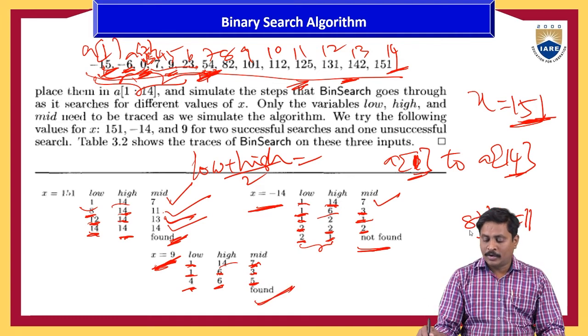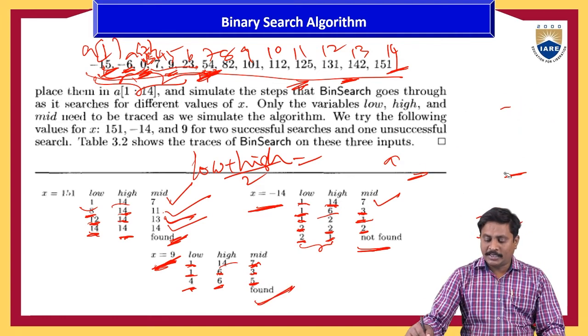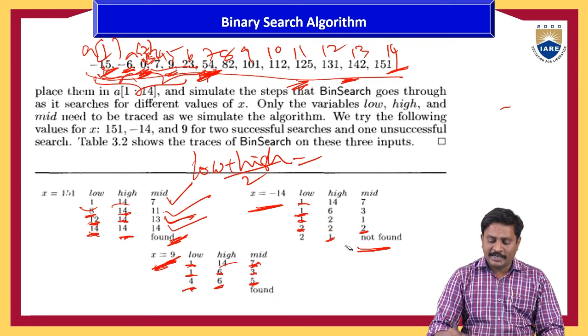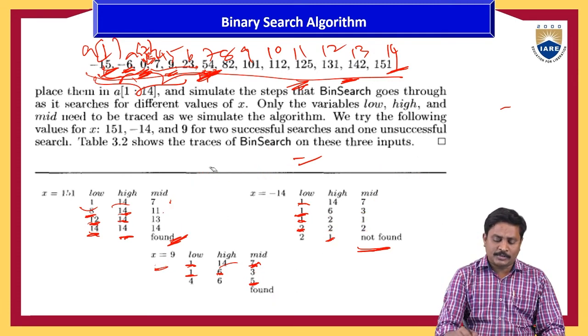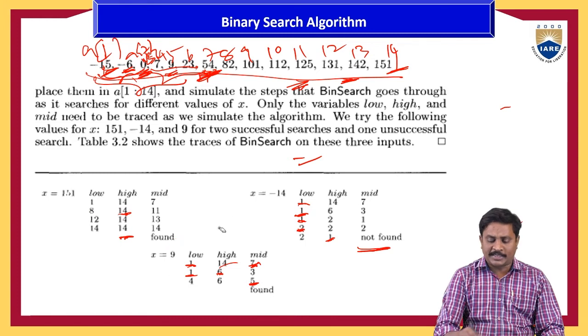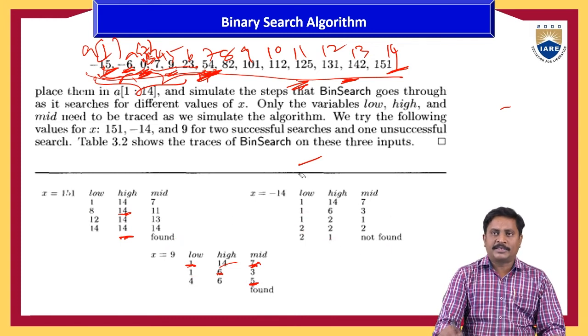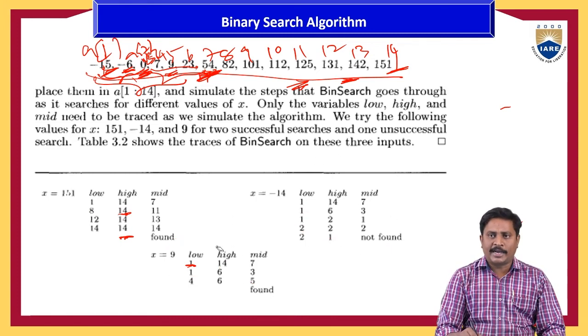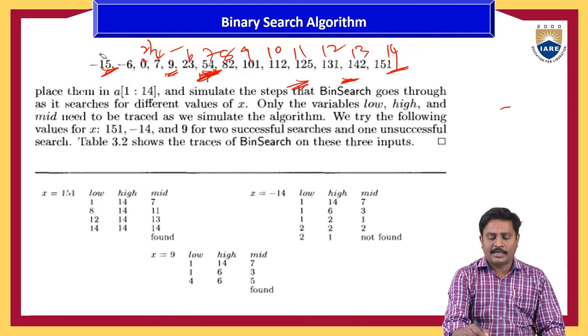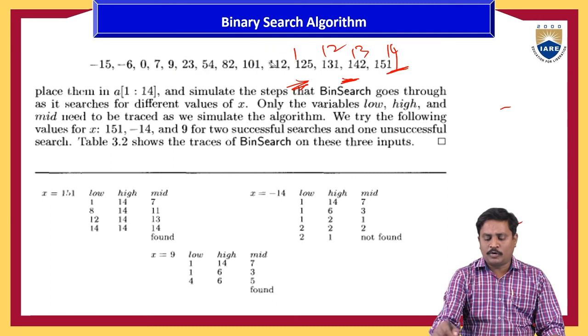So, in this way, we find the element in the given array by using this binary search. Whenever we apply binary search to any given problem, compulsorily, the elements in that array must be in sorted order. They are in ascending order. Otherwise, it is not possible to search for the element in that array.